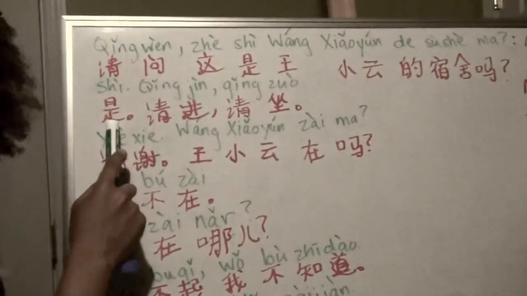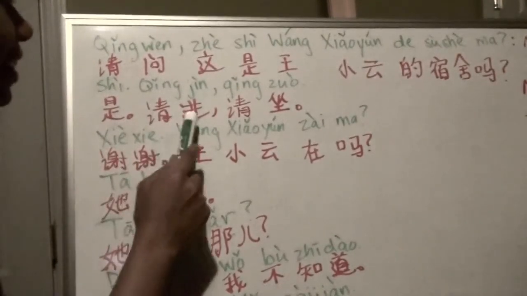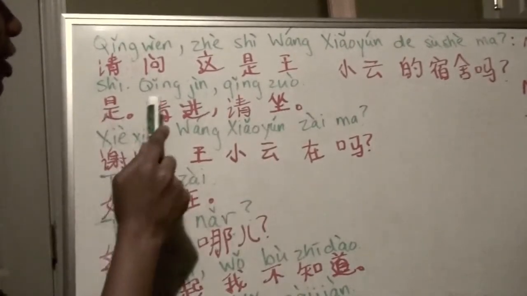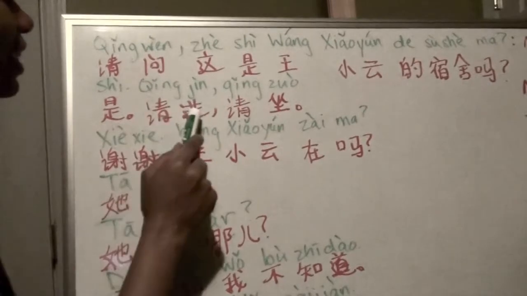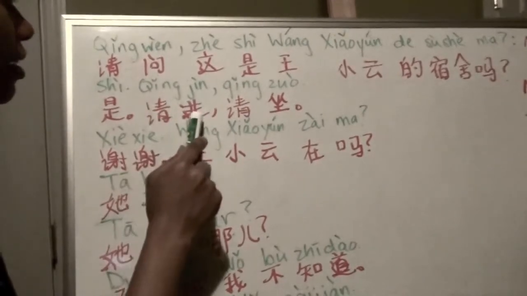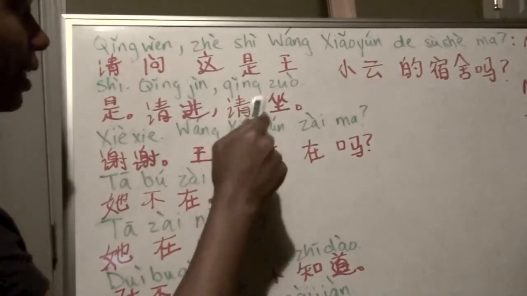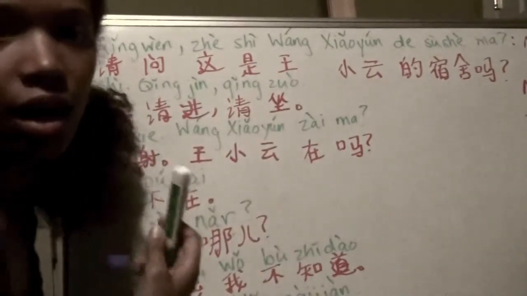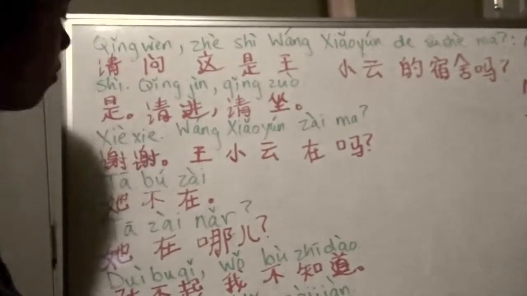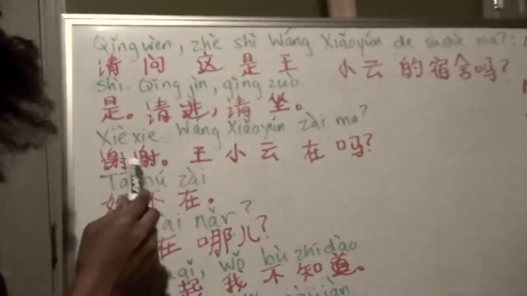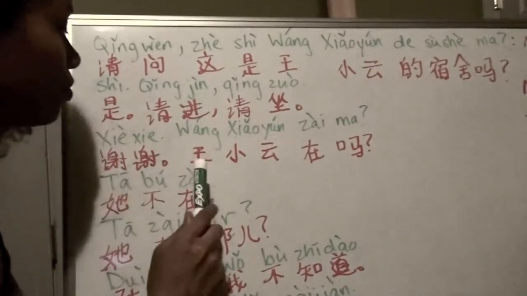是, yes. 请进, 请坐. 请, please. 进, enter, please enter. 坐, sit, please sit. So it's sort of like come in and sit down. 谢谢, thank you.